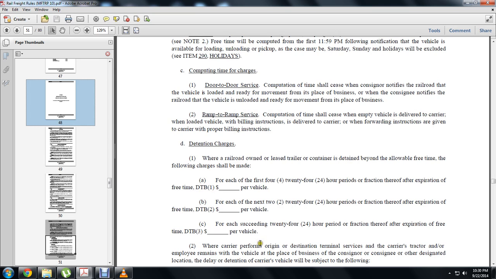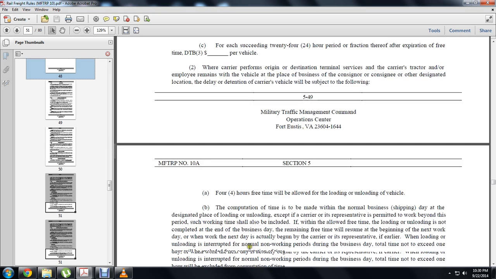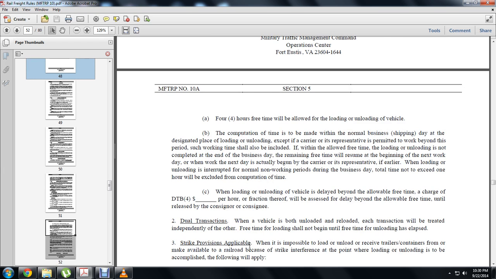Where the carrier performs the destination terminal services using the carrier's tractors or employees at the business of the consignees, or at the designated location, delay and detention of the carrier's vehicles will be subject to the following. Four hours of free time is allowed for loading and unloading vehicles. Computation of time is made during the normal business hours at the designated place of loading or unloading, except that if the carrier's representative is permitted to work beyond that period, the work shall be included within the allowed free time. If loading and unloading is not completed at the end of the business day, the remaining free time resumes at the beginning of the next work period, when the work on the next day actually begins.